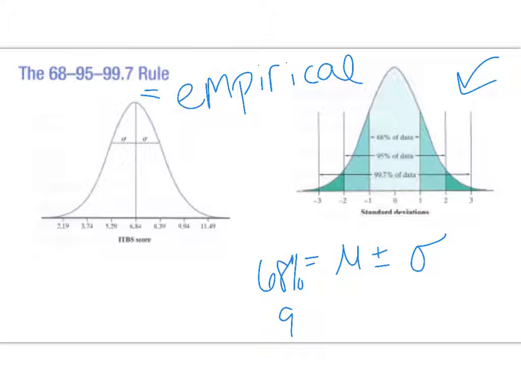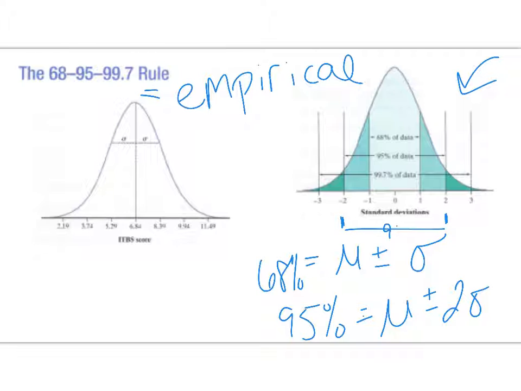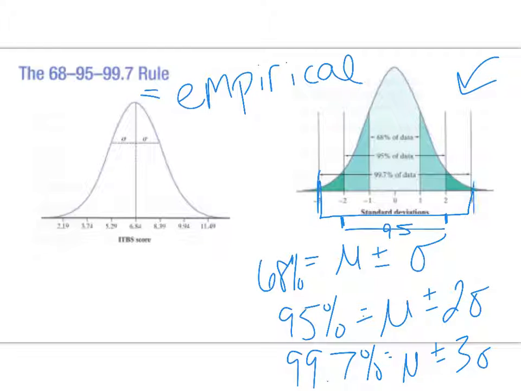Okay, 95% of our data points fall within plus or minus two standard deviations of the mean. So I take my standard deviation and multiply it by 2 and add it to my mean and I'd get this distance right here. And that would be 95% of my data points. And then 99.7% of my data points are going to fall plus or minus 3 standard deviations away from the mean. So out here I get 99.7% of my data points.